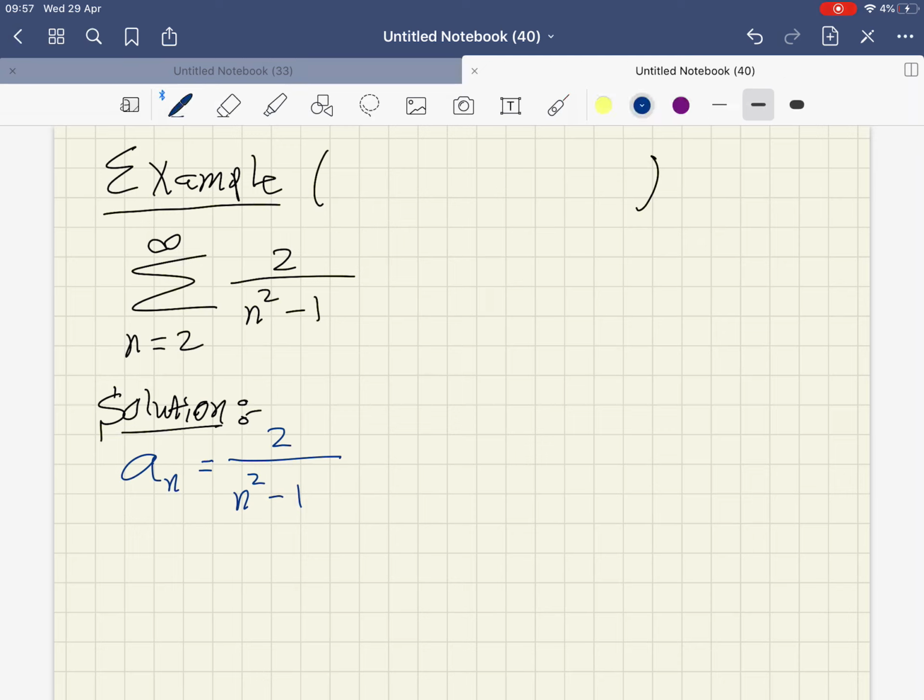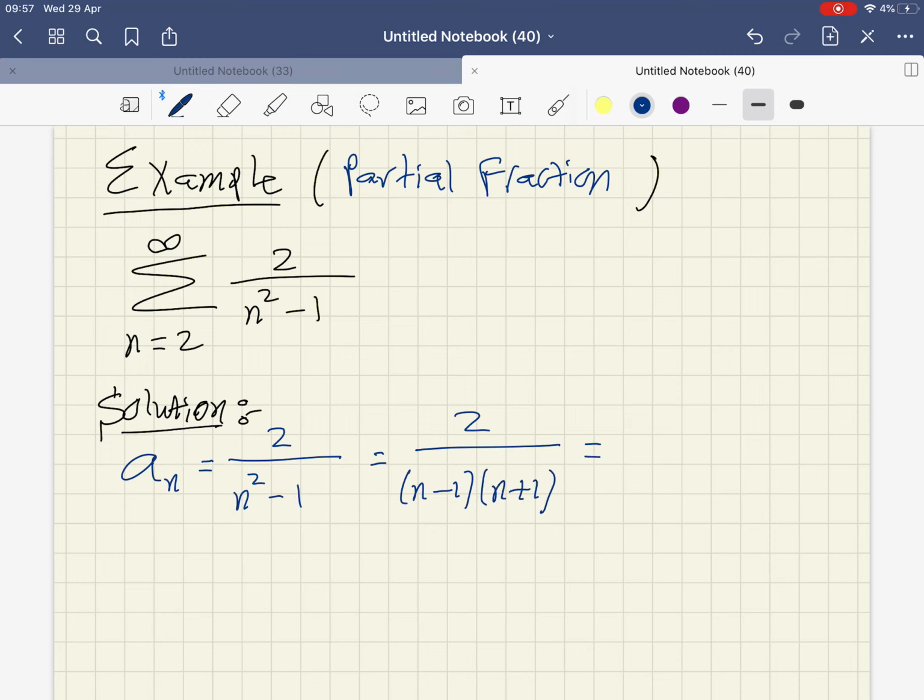And the only thing we can do in this function, and I hope you still remember them, is what we did in the partial fraction. And this is a good opportunity to remind ourselves of the partial fraction. Partial fraction means each denominator will be separated. And if we do that, we just write a constant at the top.